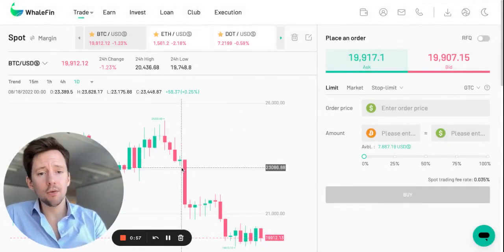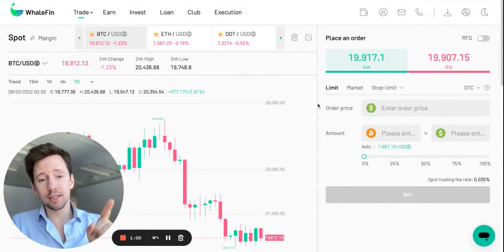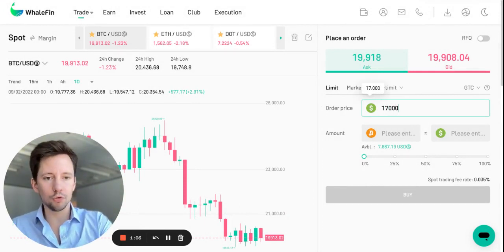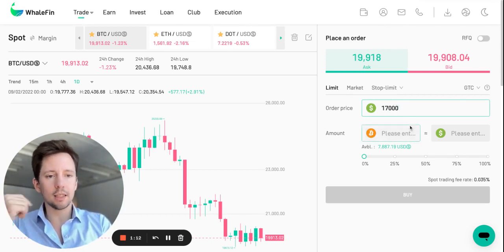So right now, if you look at the page, we're not on the Invest tab just yet. We're on the Trade tab in the spot section. And I just want to show you a basic way to input an order if you wanted to buy Bitcoin. Let's say right now the price of Bitcoin is at 20,000. You put an order for a lower price, at 17,000.